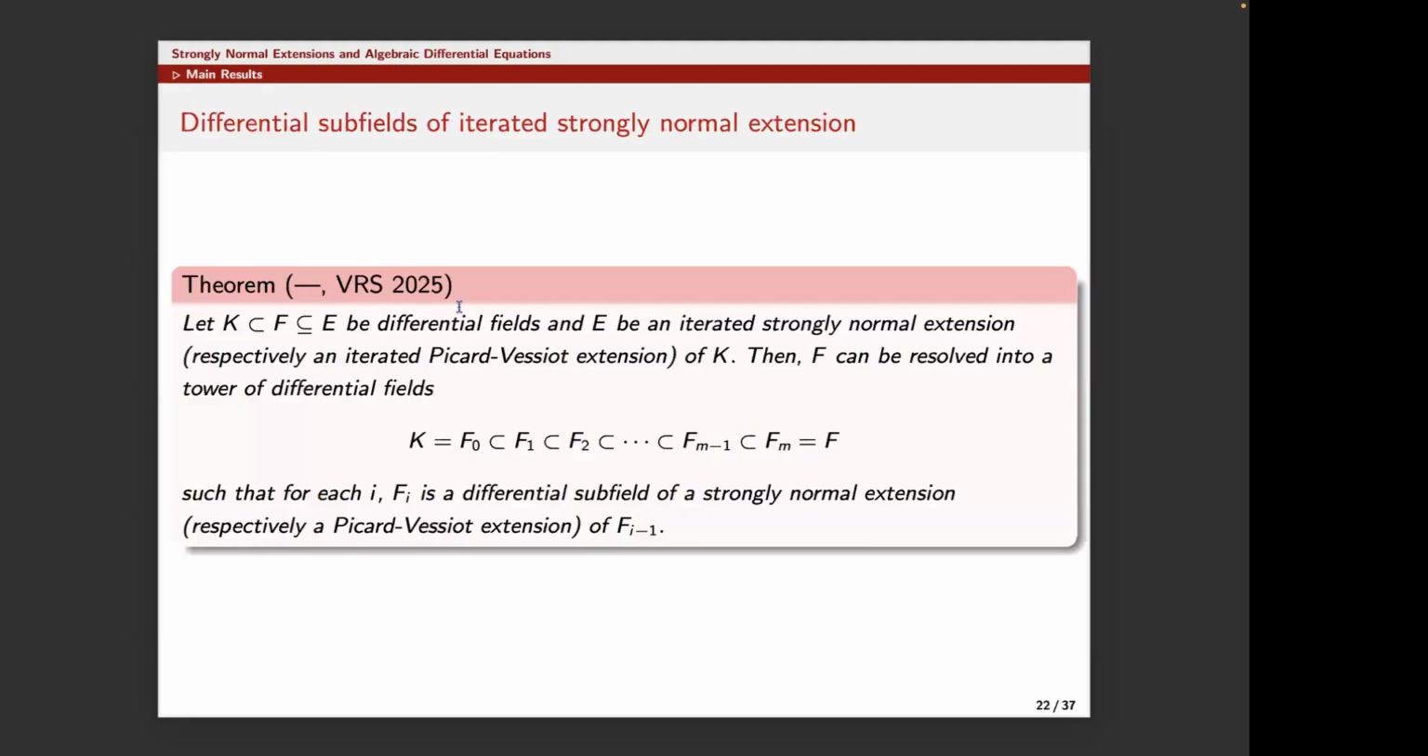And then we also have a structure theorem for differential subfields of iterated strongly normal extensions and iterated Picard-Vessiot extensions. So if F is a differential subfield of an iterated strongly normal extension, then F can be resolved into a tower of differential fields where each component is a differential subfield of a strongly normal extension, and the same holds for a Picard-Vessiot extension also.